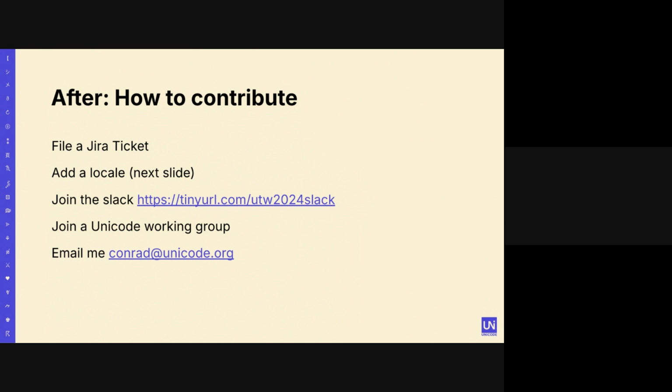I have a question for the Unicoders. How does someone from the outside know how to join, both how to file a JIRA ticket and how to join a working group? I don't have an answer on how to join a working group, but filing a JIRA ticket is pretty straightforward.